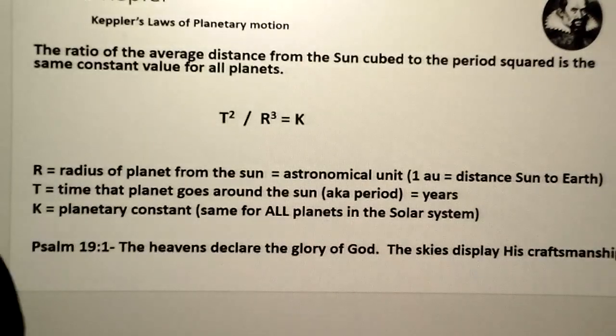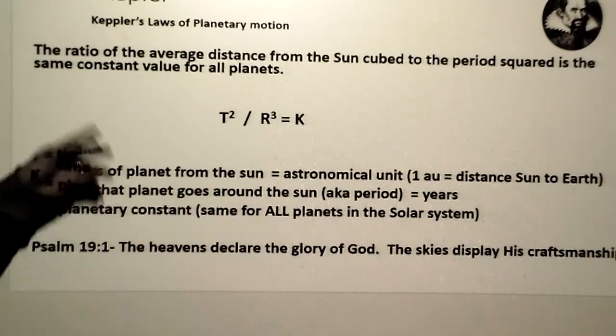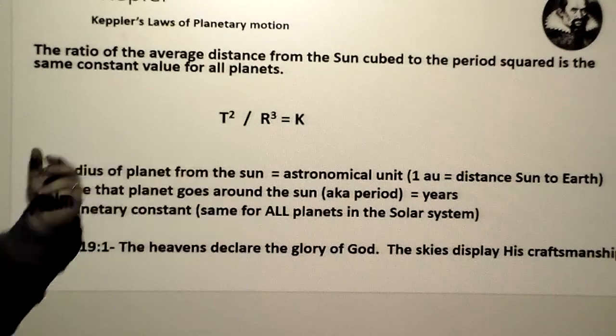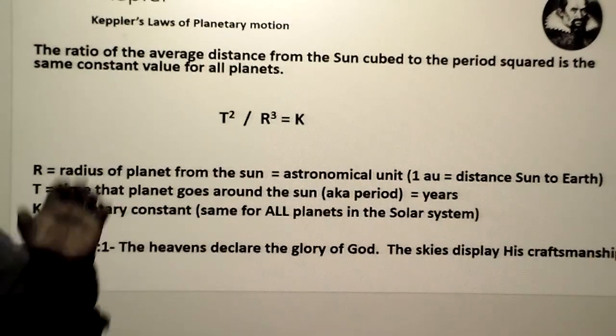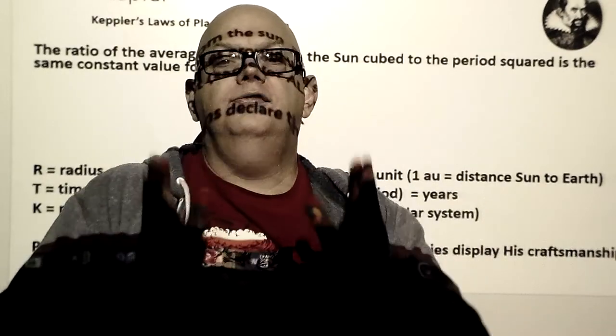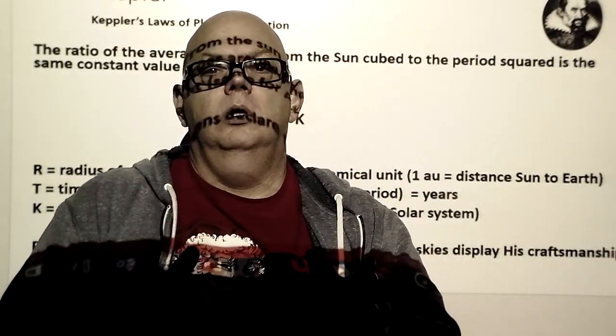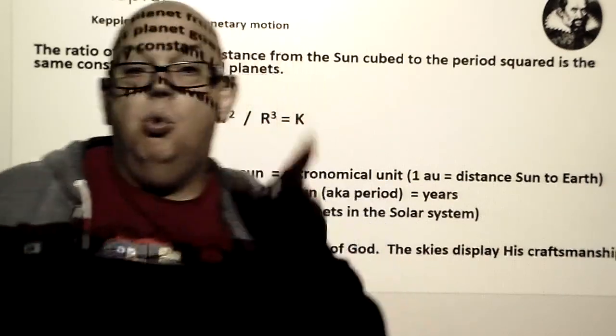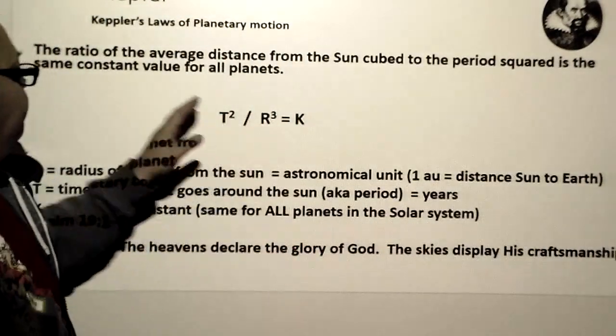The third law of planetary motion, and this is a mind-boggler: the ratio of the average distance from the sun cubed, so that's our r cubed here, to the period squared. Now wait, what's the period? The time it takes to go around one full revolution. So in the case of the Earth, our 365 and 1/4 days, one full year, okay?